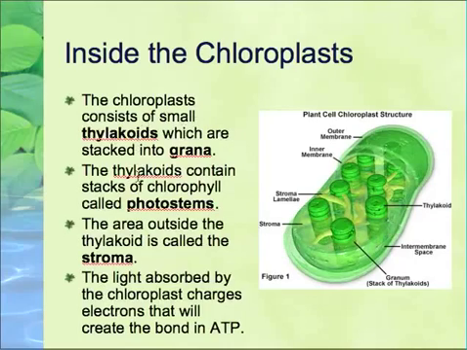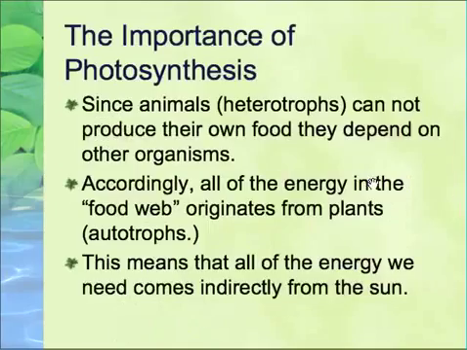Thylakoids contain stacks of chlorophyll called photosystems, and the area in between the thylakoids is called the stroma. Light is absorbed by this little organelle, keeping in mind that this organelle is inside a plant cell or some other organism that has them, not animals. Light is absorbed, and it charges electrons and protons and atoms. It gets things excited, and that's when the photosynthesis process happens.